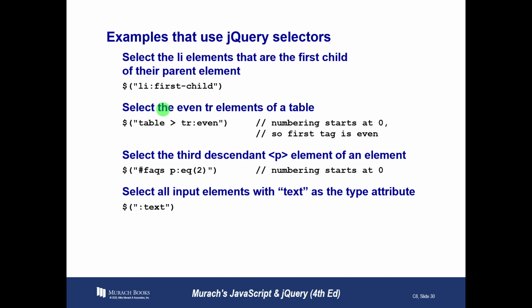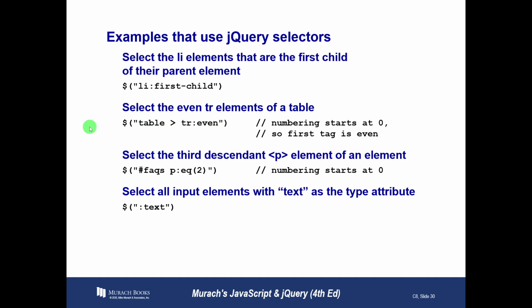Here's one that uses a table. Here's the parent table, and then we have the greater sign saying table row. We want to get all the even numbered table rows, and those row numbers start at 0. So 0 is considered even: 0, 2, 4, 6, 8. It'll get the even rows out of a table.